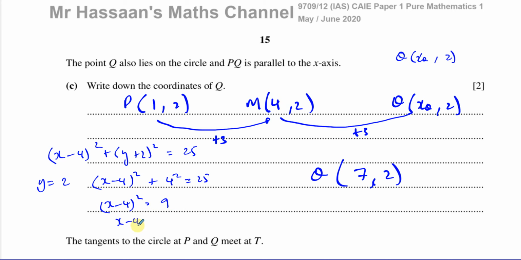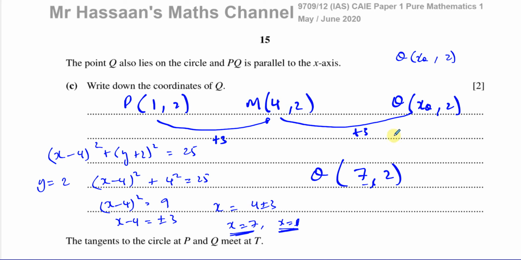So you have x minus 4 is equal to plus or minus 3. So x is equal to 4 plus or minus 3. So x is equal to 7 or x is equal to 1. We already know x equals 1 is where P is. Therefore, x equals 7 is where Q is. All right, you could have done it this way as well, and that's perfectly fine.